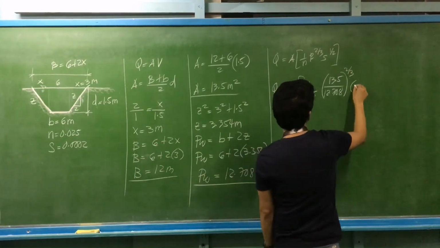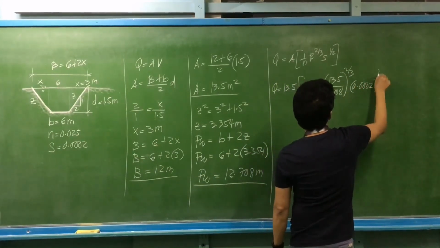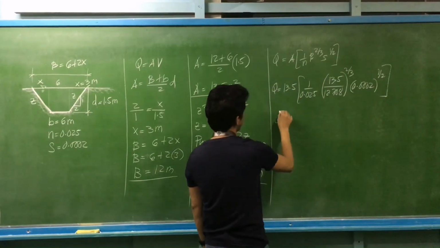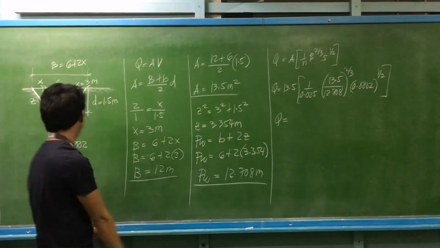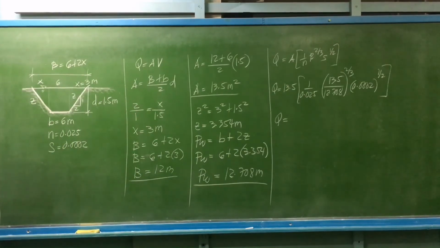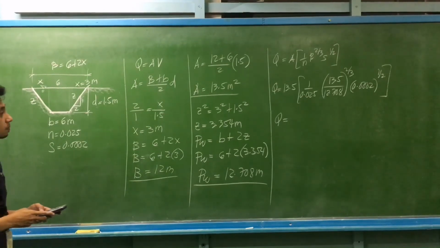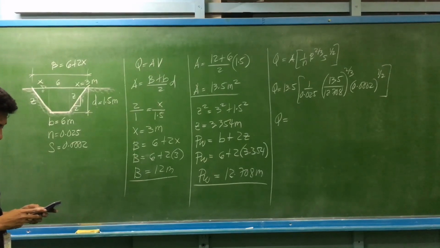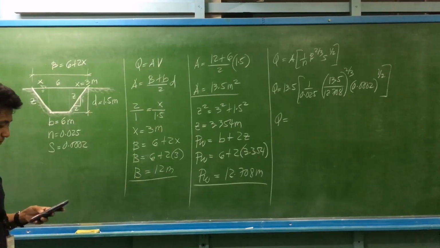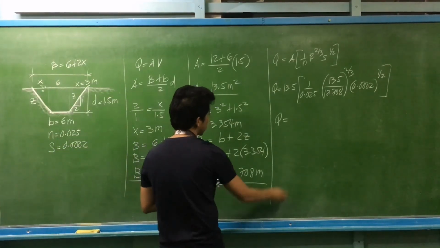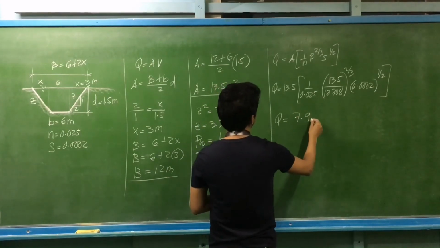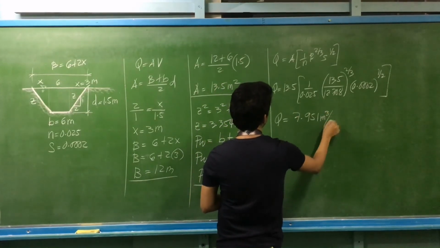And the given slope, 0.0002, raised to 1/2. So let's compute the discharge. We have a discharge equal to 7.951 cubic meters per second.